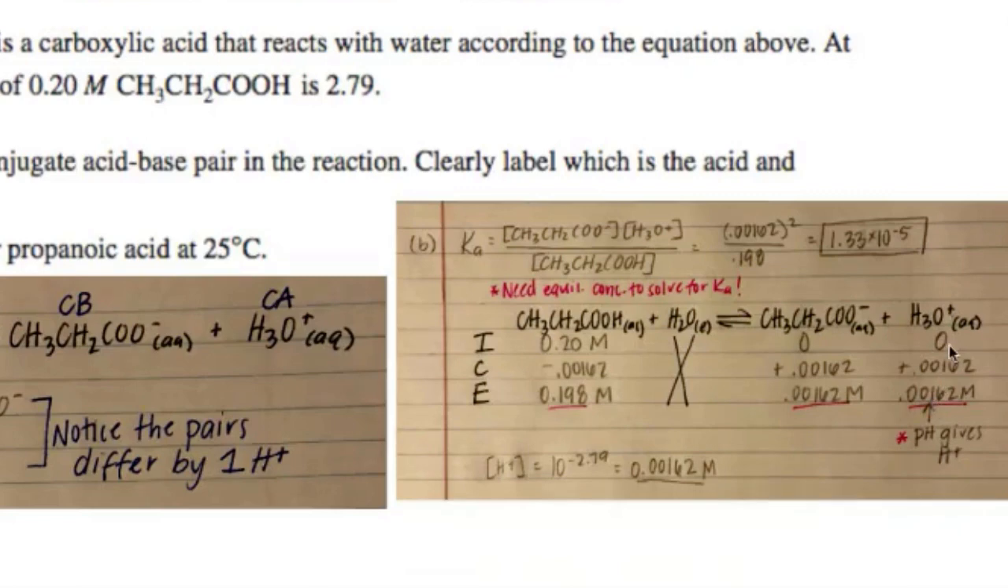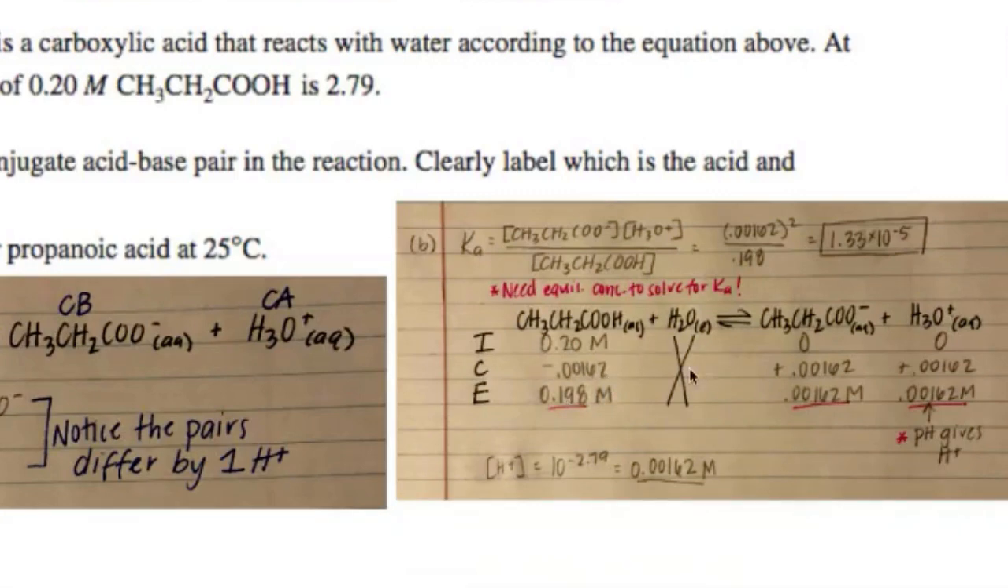Well, if I have initial and I have equilibrium, I can figure out my change row, because to get from 0 to 0.00162, we have to add that much. And once you have one of the change parts of the ice table, you can fill in the rest because the change row is based on stoichiometry. They're all a 1-to-1-to-1 ratio, so they're all going to change by the same amount. However, the acid will decrease because it's on the opposite side of the arrow.